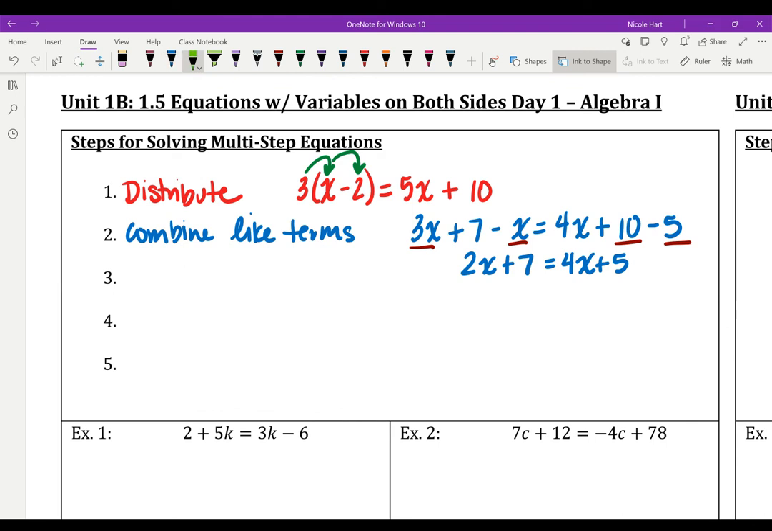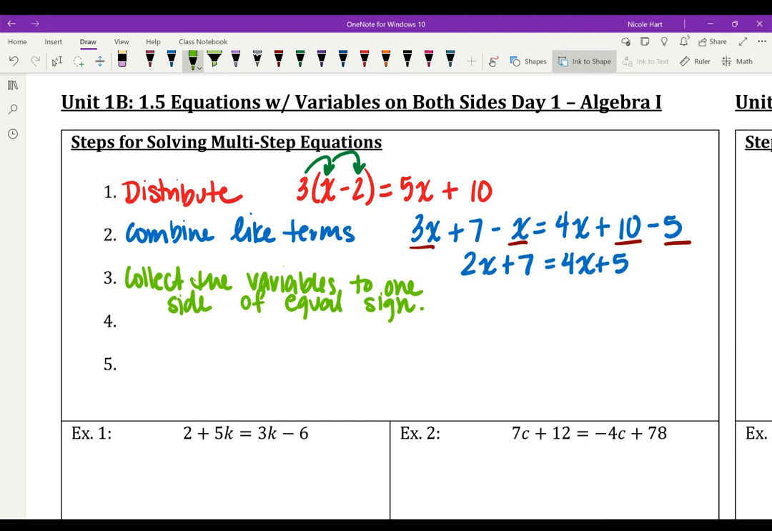Our third step, and possibly the biggest, is going to be collect the variables to one side of the equal sign. It doesn't matter which side. Some people tend to go just to one side. They always put the x on the left, which is fine. You can go either direction. Some people don't like working with negatives, so they try to avoid the negative symbol.